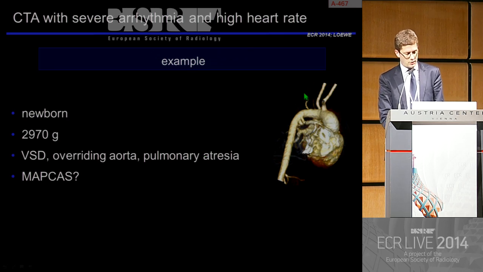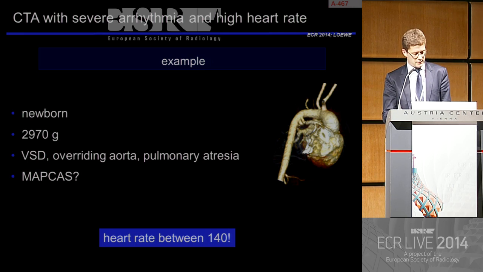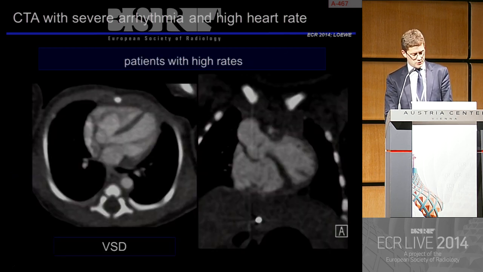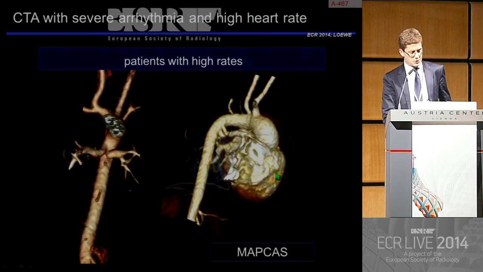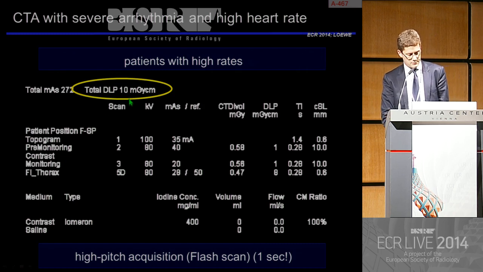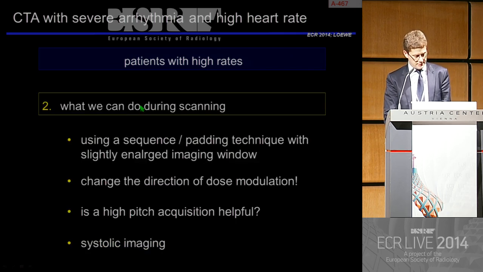Another example: a very small child, a newborn with less than 3 kilograms and a complex congenital anomaly, and the question was, is an operation possible, yes or no? Patients at that age have a really high heart rate, so it's impossible to lower the heart rate down to 70 by giving beta blockers. So we used the high pitch technique without ECG gating and could provide really diagnostic images, not with regard to the coronaries, but of course with regard to the cardiac anatomy, showing here the aortopulmonary collateral arteries in this patient. The really good news is that the radiation dose for the total examination was just 10 mGy·cm, dose length product, so a really low dose for the examination.